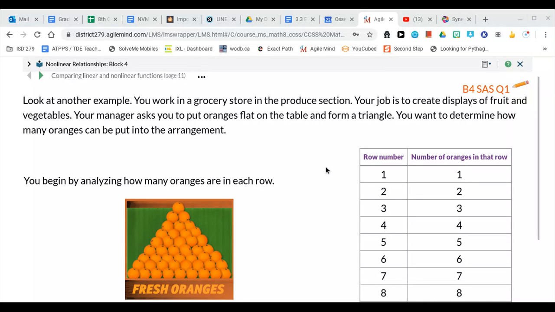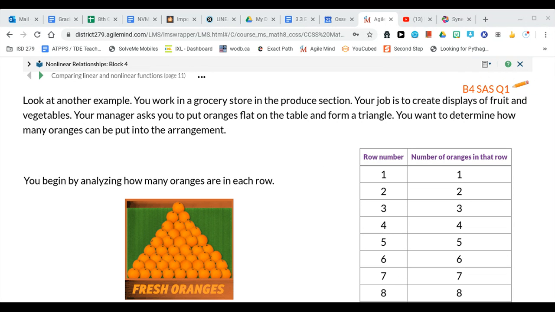Today I'm going to be making a video on nonlinear relationships block 4, so you can watch this if you need help with your assignment this week. We're going to continue on with what a linear and nonlinear relationship is, or what that looks like. So today we're going to start with an example of oranges in a row. It says, look at another example. First of all, this is going to help you with question 1, if you can see up here in the top right corner.